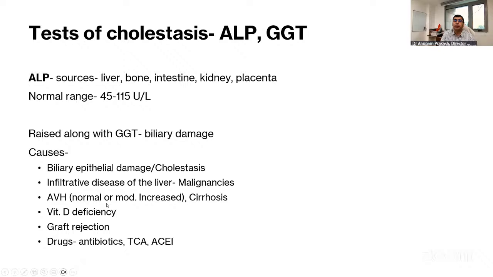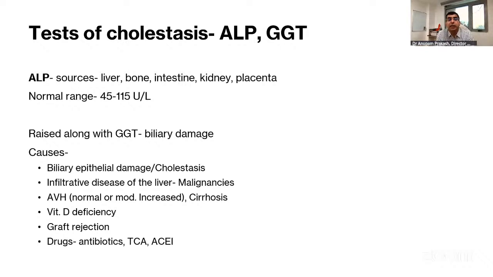Acute viral hepatitis, I already said, with swelling of hepatocytes, the canaliculi get blocked, and yes, you will have some amount of cholestatic component. So you will have some elevation of alkaline phosphatase. So it could be normal or moderately increased in acute viral hepatitis, and similarly in cirrhosis, because in cirrhosis also you have regenerating nodules. So the whole architecture of the liver is distorted.